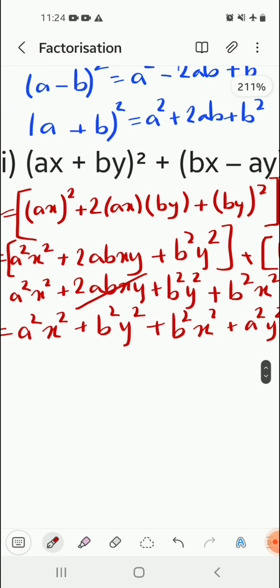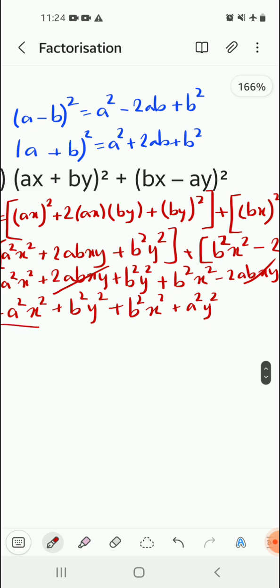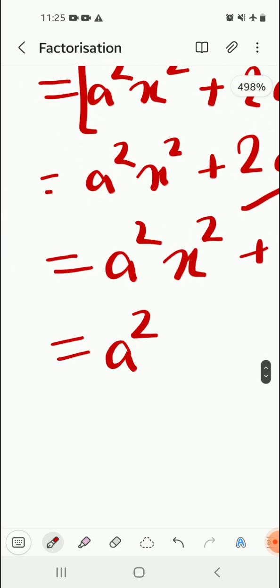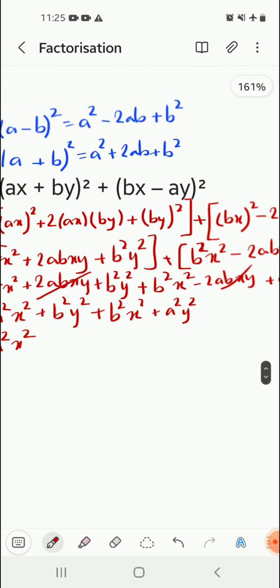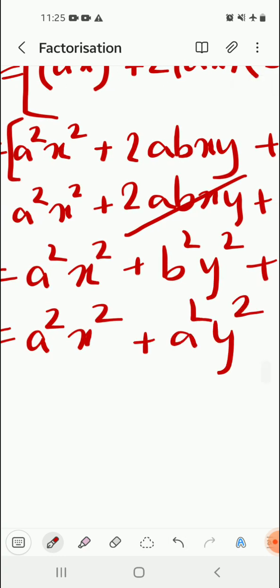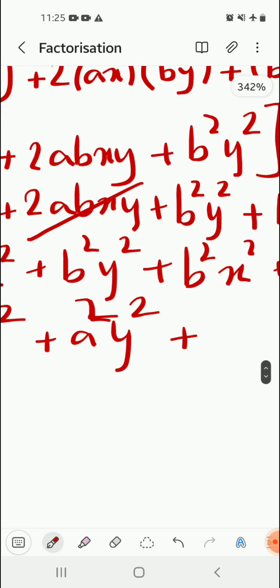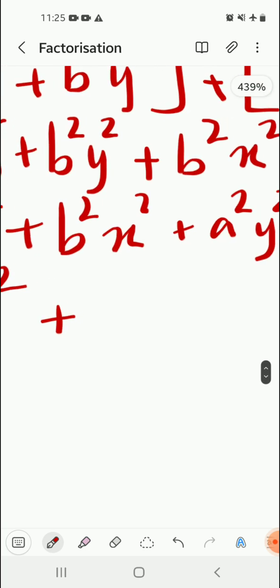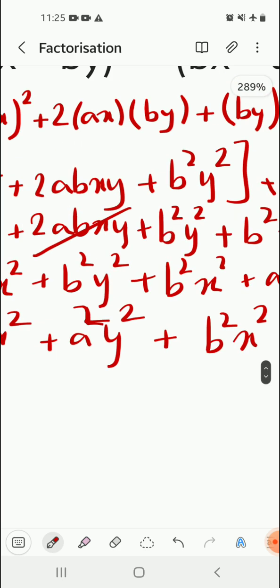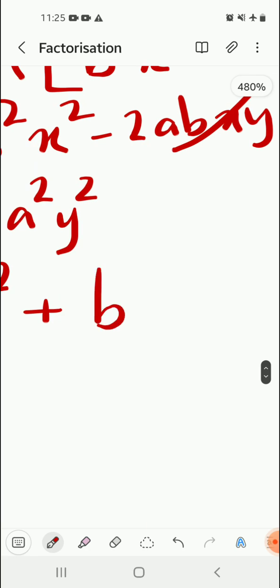Now over here, we will position things in a better manner in order to group it. So we will place these a terms together so that we can find the common factors. So a square x square, just beside that place a square y square, because we have got a square in common, that's why. And whatever we are left with, we are going to place it one after another. So b square x square plus b square y square.